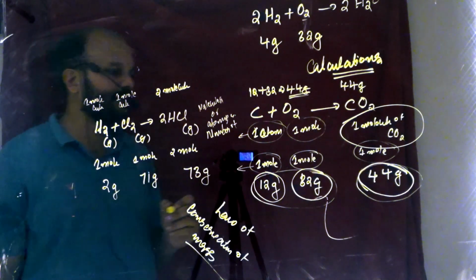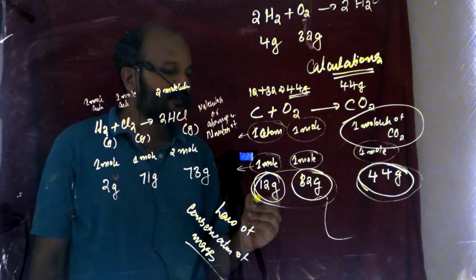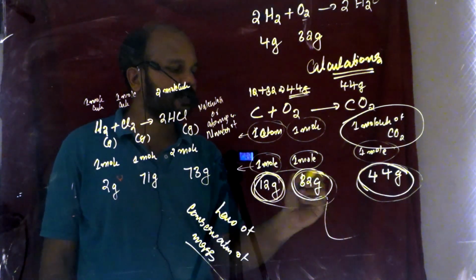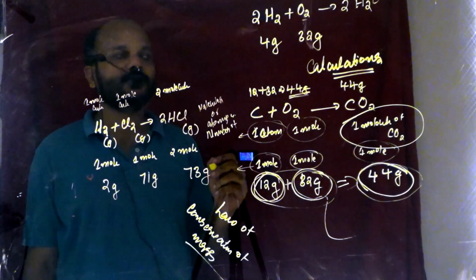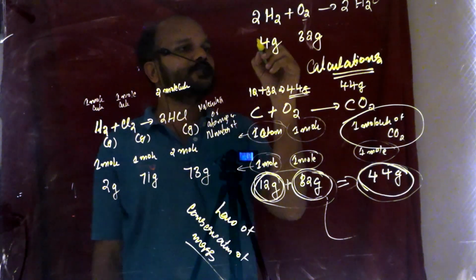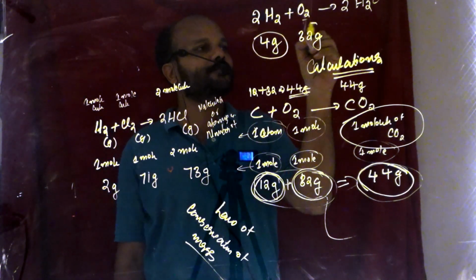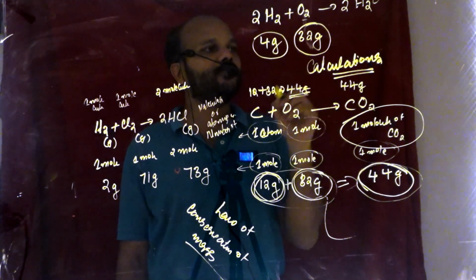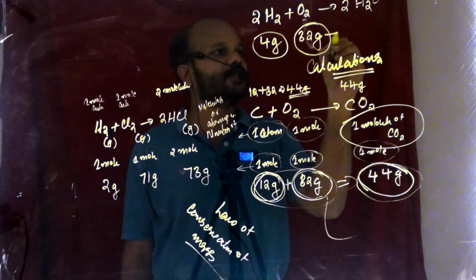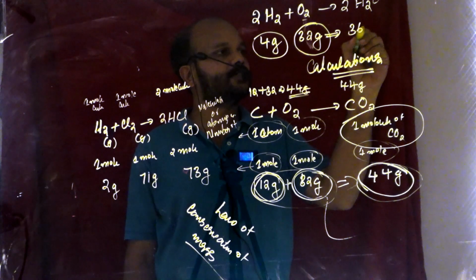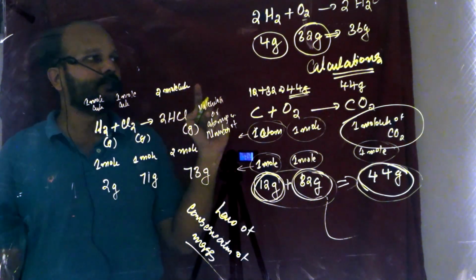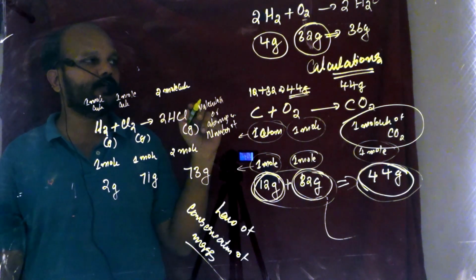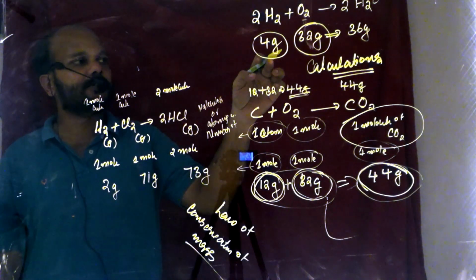According to the law of conservation of mass, the sum of the masses of the reactants is equal to the mass of the products. So here, 4 gram of H2 is supposed to react with 32 gram of oxygen. So this is supposed to form 36 gram of water. So this is what you need to know.